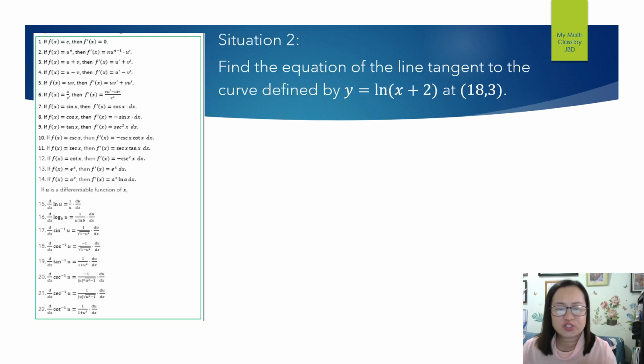Now let's have situation number 2. Find the equation of the line tangent to the curve defined by y equals ln of x plus 2 at 18, 3. So since we have an expression involving the natural logarithm, we are going to use rule number 15. First, we have to get the derivative of the expression on both sides.